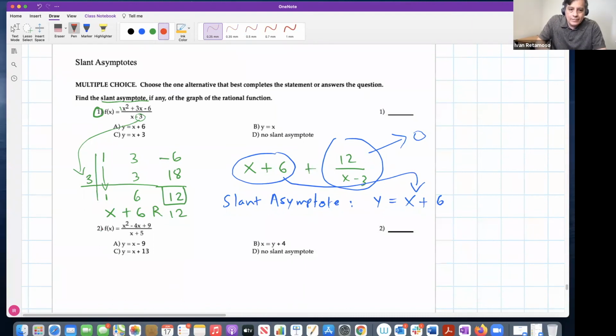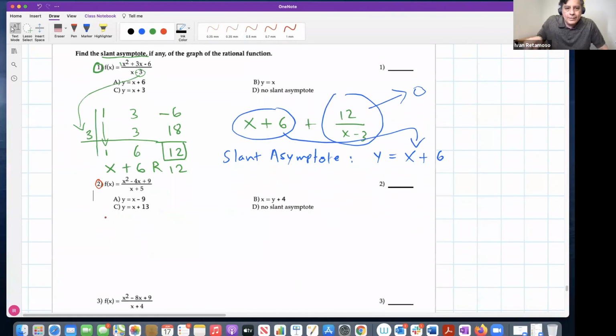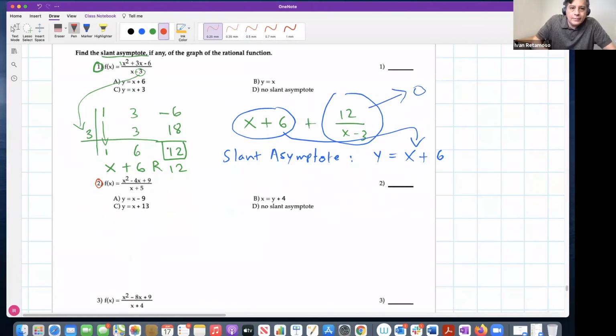Okay, can you try this one? Number 2. Let me give you the hint. Remember, it's top heavy, right? Here I should have written also top heavy to remember, right? Top heavy. Here top heavy again. And it's top heavy by 1 unit, so perfect for slant asymptote, right?